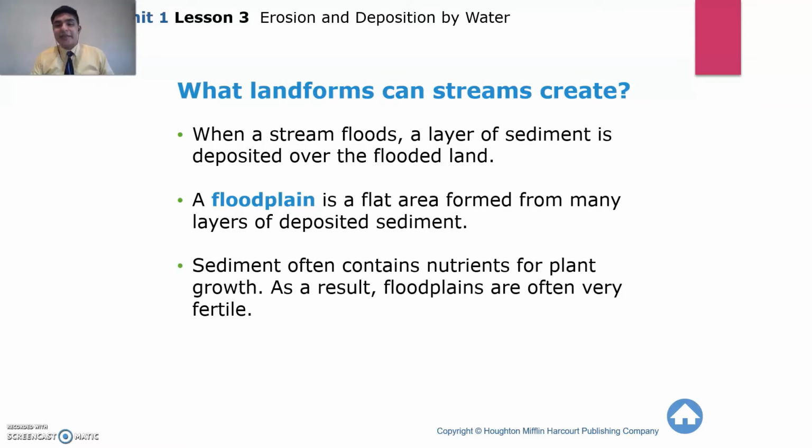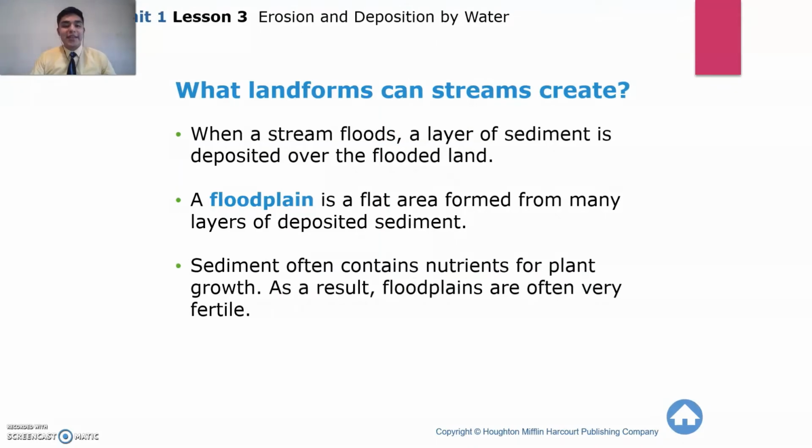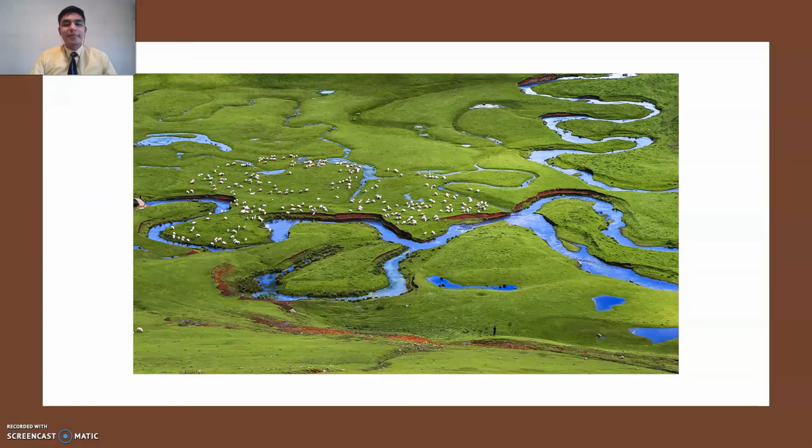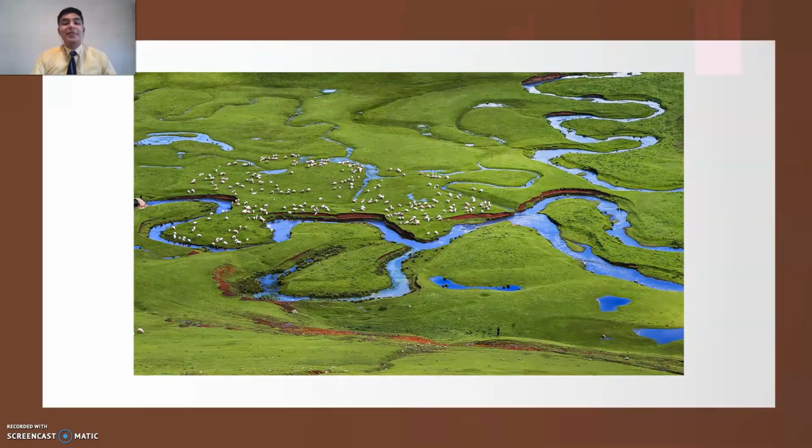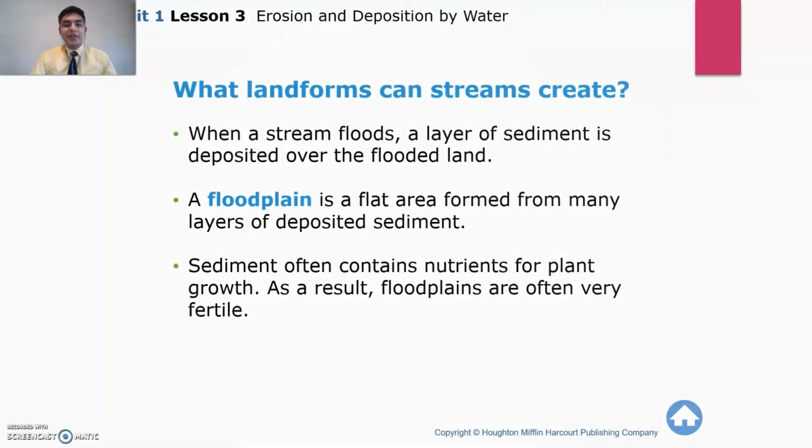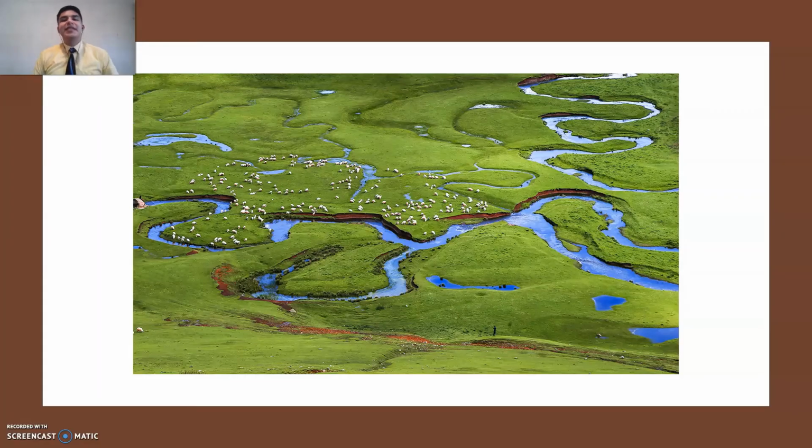Sediment often contains nutrients for plant growth. As a result, floodplains are often very fertile. Fertile means that a lot of plants can grow there because of the several nutrients that there are. And here you have an example of what a floodplain looks like. Just like you can notice, there are these flat surfaces with a lot of water, a lot of animals, and grass, I would say. That's a floodplain.